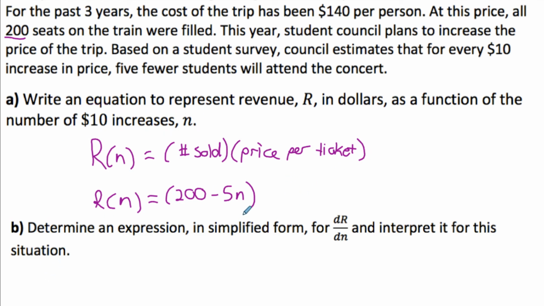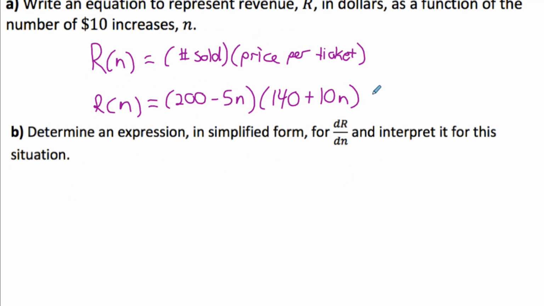Now, price per ticket. Last year they were $140, but they're thinking about increasing the price by $10 a certain number of times. So the new price is going to be 140 plus 10n, however many times they decide to increase the price. So this is our revenue function. This would tell us how much money they bring in.